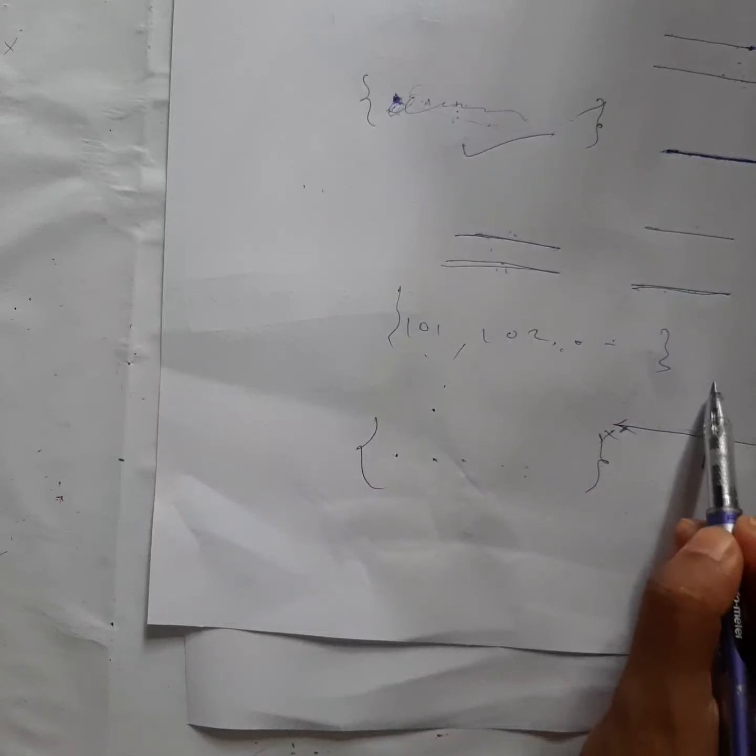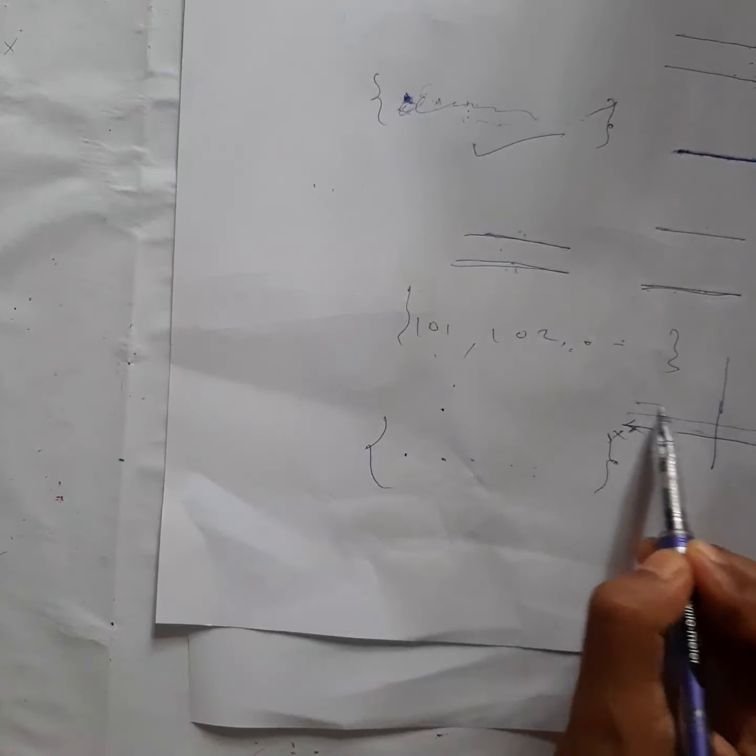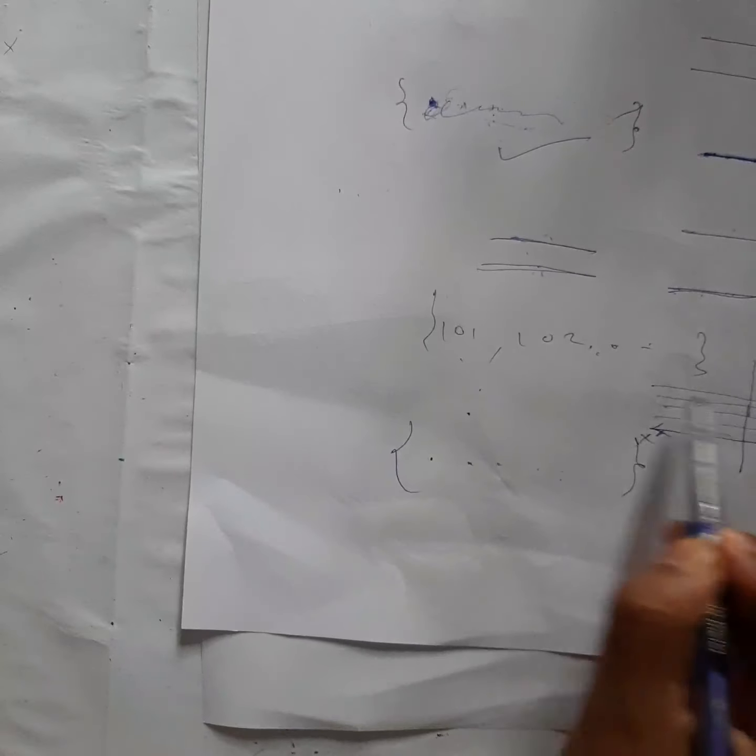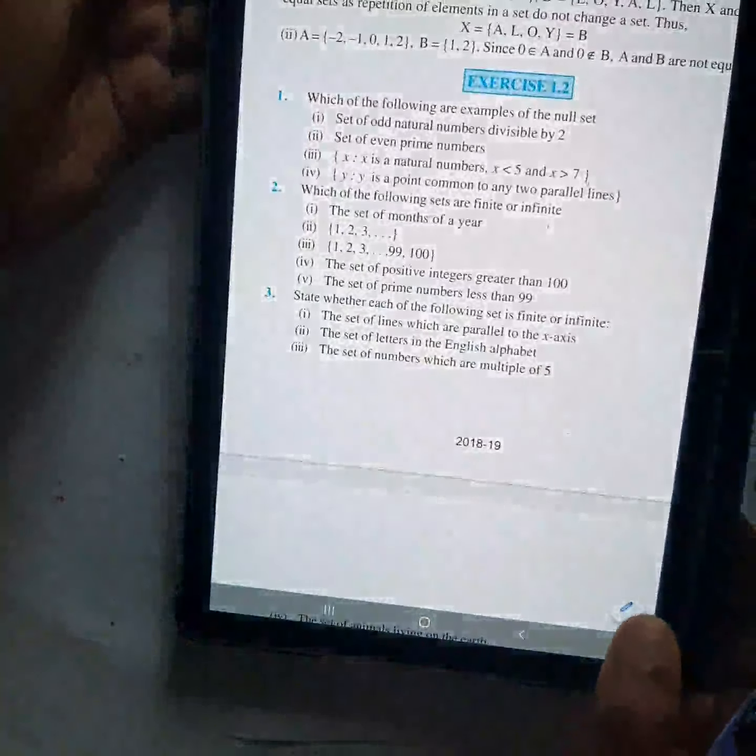This is your x-axis. Now parallel to this, how many lines can you make? 1, 2, 3, 4, 5, 6, like this you can draw an infinite number of lines, or not? It will never end. So this will be an infinite set. Number 3 will be your infinite set.